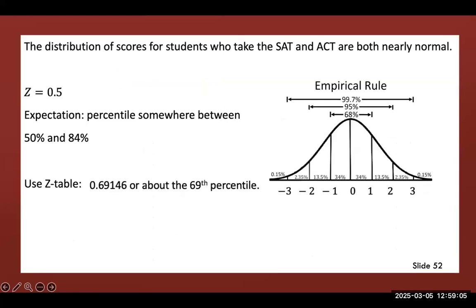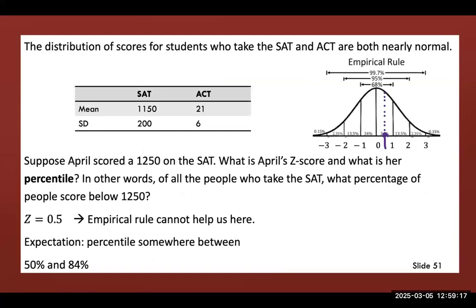Okay, so on the Z table, we had this 0.69146, which is about the 69th percentile. So for April, let me go back to the problem. It said, what is April's z-score and what is her percentile? Her z-score was 0.5 and she's on the 69th percentile, meaning that about 69% of all people who took the SAT performed worse than she did, or she did better than 69% of people who took the SAT.